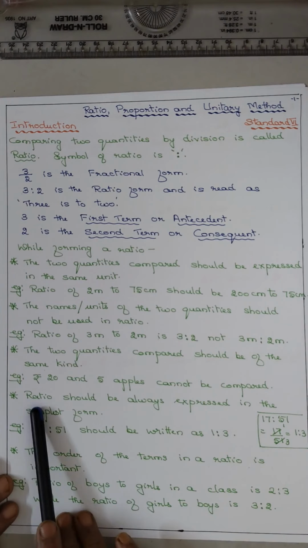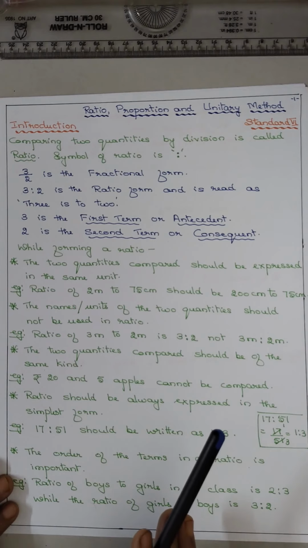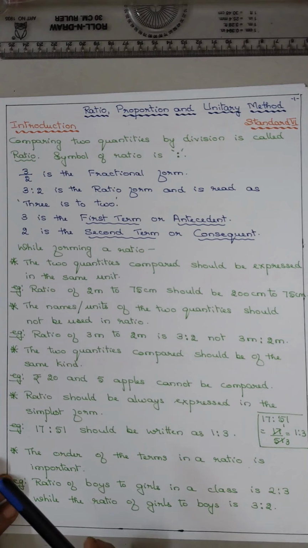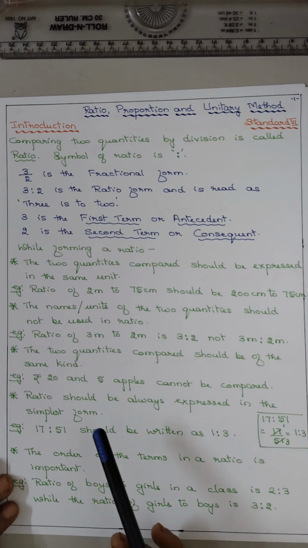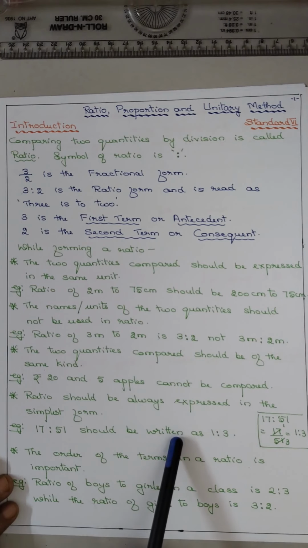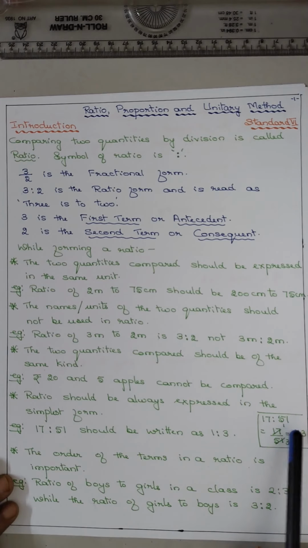Next point, the ratio should always be expressed in the simplest form. कोई भी रेशियो को हम simplest form में convert करेंगे, फिर लिखेंगे. जैसे कि 17:51 should be written as 1:3. How? 17:51, write it in the fractional form. 17 by 51, 17 ones are 17, 17 threes are 51. So you get 1:3.